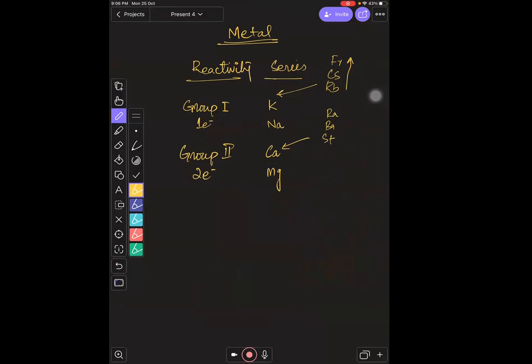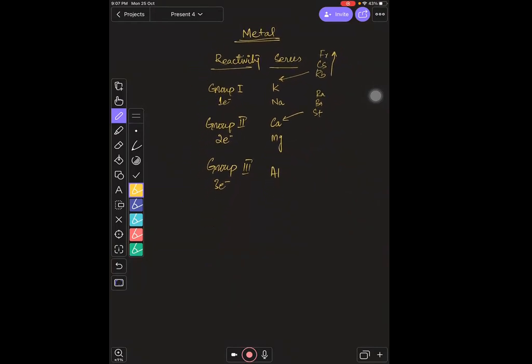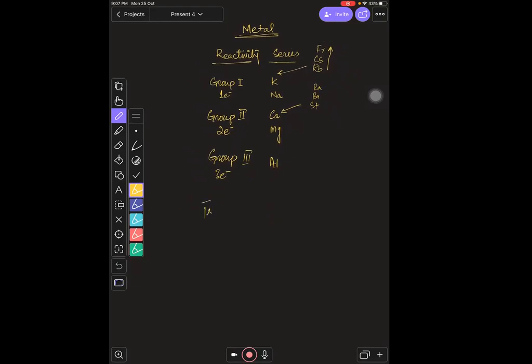Then definitely group number 3, it is one of the other groups of metals, and definitely they have 3 electrons in the outermost shell, so they are a little less reactive than group 2, and we just have 1 element in this group, which is aluminum, right? So after that, we have transition metals. Transition metals have variable oxidation states.